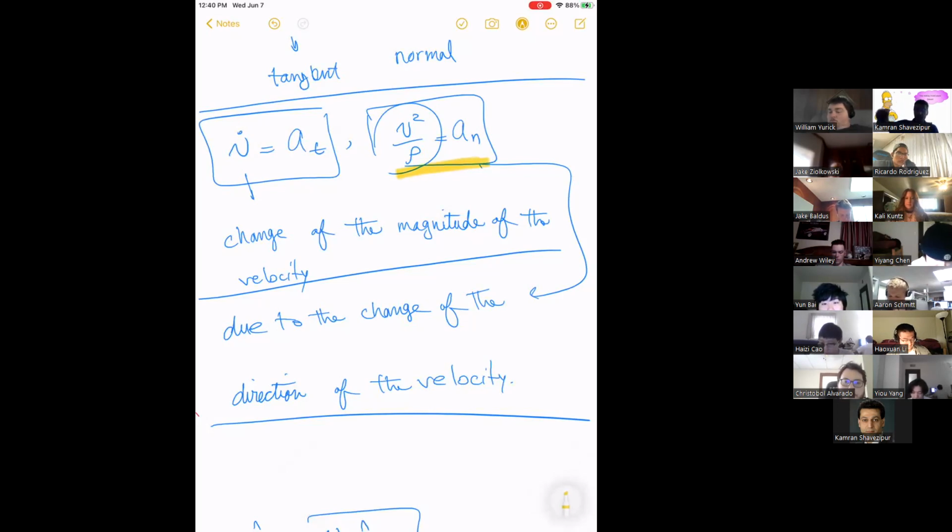If you move on a circle, or any curve, with constant speed, for example, you set your cruise control on, I don't know, 75 miles an hour or 70 miles an hour, and let the car go. The speed doesn't change, right? Then this one will be zero. Does that make sense?